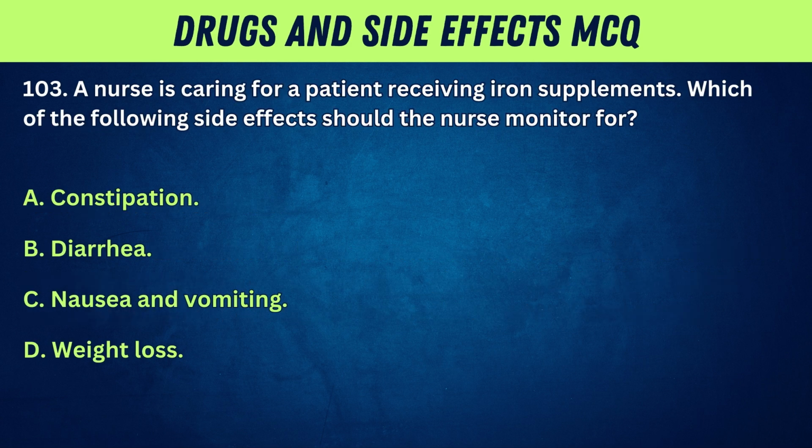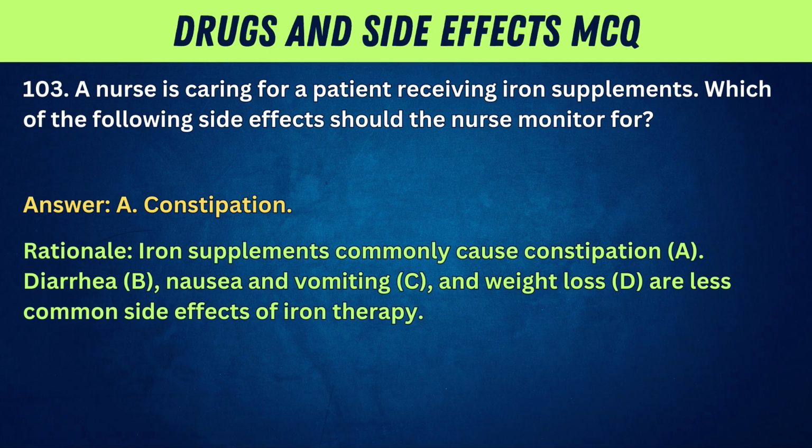103. A nurse is caring for a patient receiving iron supplements. Which of the following side effects should the nurse monitor for? A. Constipation. B. Diarrhea. C. Nausea and vomiting. D. Weight loss. Answer: A. Constipation. Rationale: Iron supplements commonly cause constipation. Diarrhea (B), nausea and vomiting (C), and weight loss (D) are less common side effects of iron therapy.